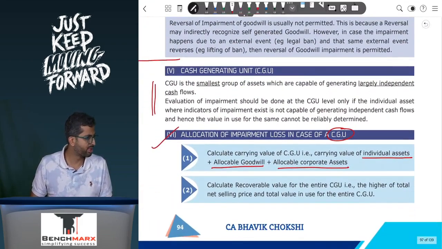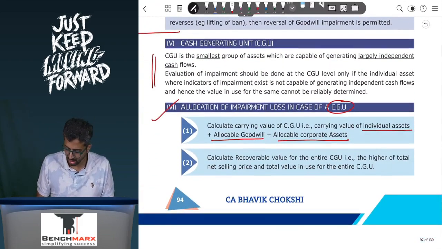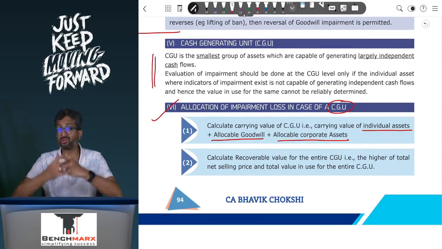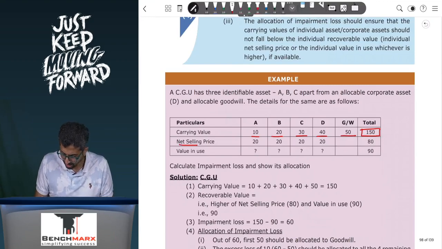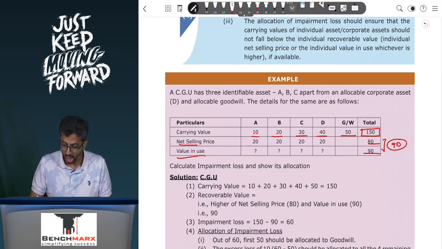Step 2, compare it with the recoverable value. Recoverable value over here would be the value in use or net selling price of the entire CGU, whichever is higher. So over here, let's say the net selling price of the entire CGU is 80, value in use is 90, select whichever is higher, which is 90 rupees. Which means you compare 150 with 90, and hence the impairment is 60 rupees.